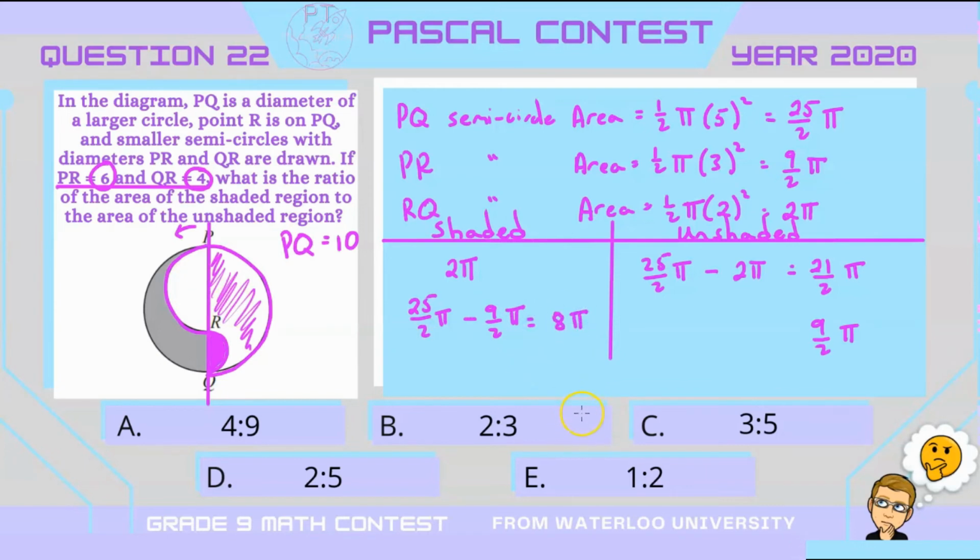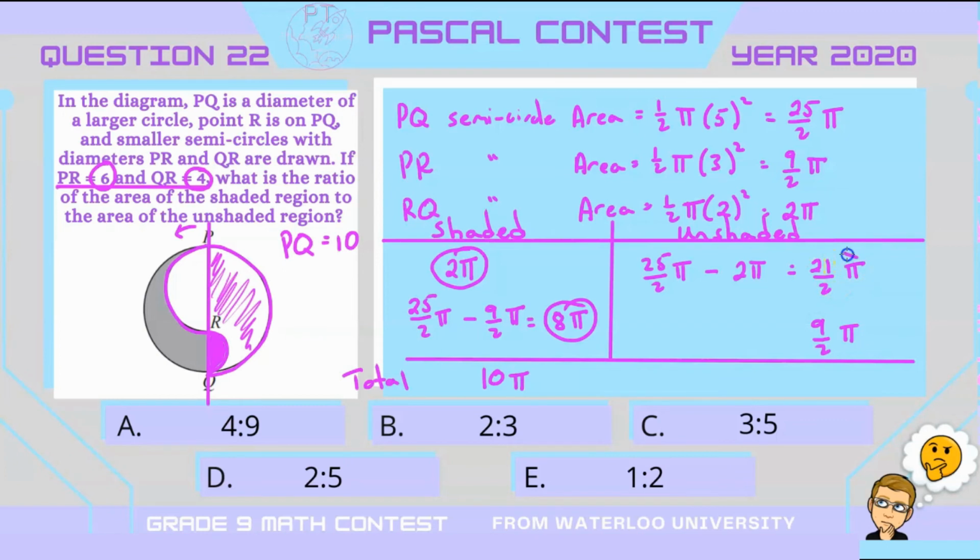Okay, well now we can just add up all of the shaded and unshaded areas. We're going to look at the total amount now. Our shaded area is going to be 2 pi plus 8 pi, which is 10 pi. And our unshaded area is going to be 21 over 2 pi plus 9 over 2 pi, which is 30 over 2, or 15 pi.